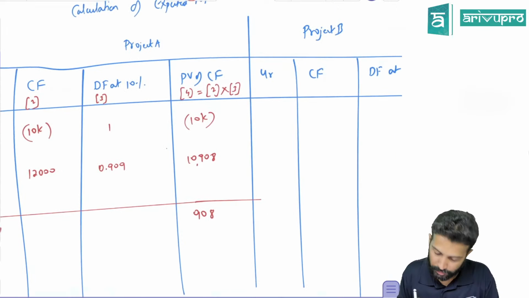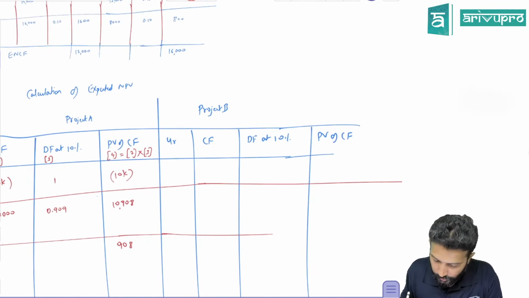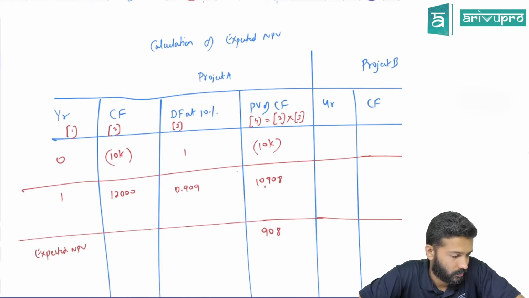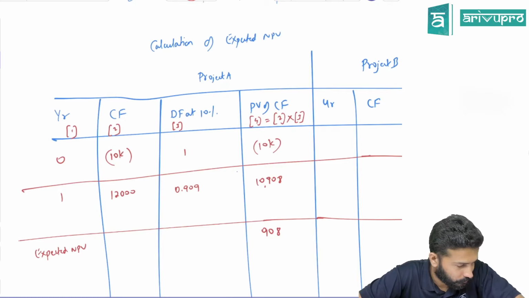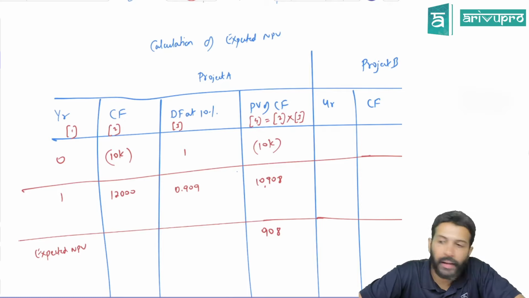Can we do the same thing for project B? You want to finish copying? Now you have got your doubt about how things are considered for NPV calculation. Can I go for project B?